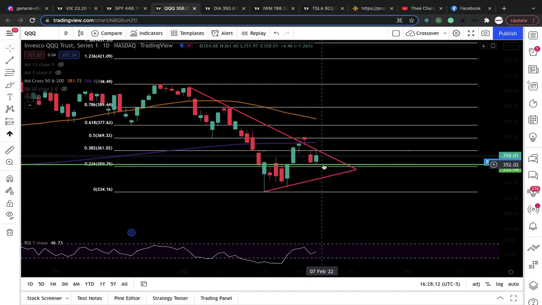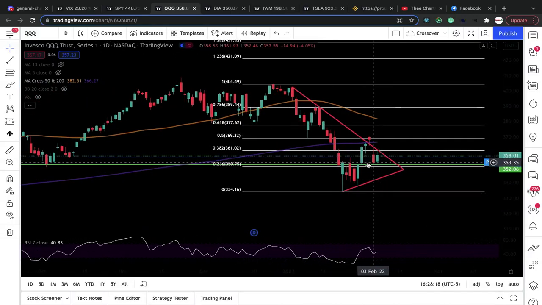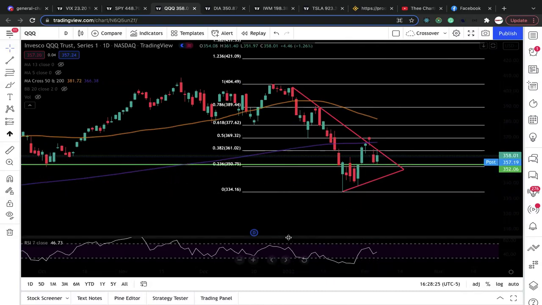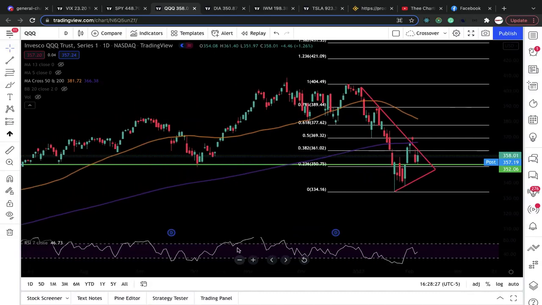Okay, this 352 level is very important. Do you see that green line right there? That's 352. We backtested it today after recapturing it. We recaptured it back on January 31st. We backtested it, and it's showing strong support there. All right, very critical level.